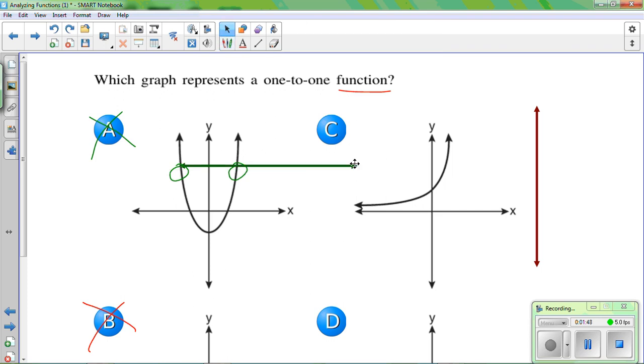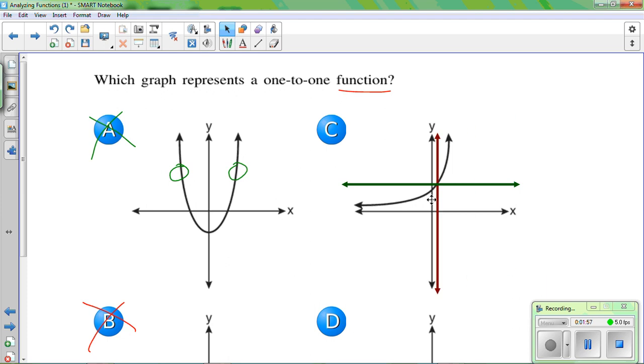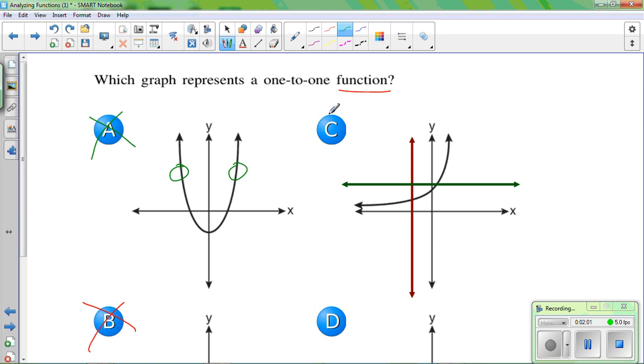We see for C, it passes the horizontal line test. No matter where I put this horizontal line, it's only hitting the graph once. And same thing with the vertical. So it's passing both vertical and horizontal line tests. That means, yes, it is a one-to-one function.